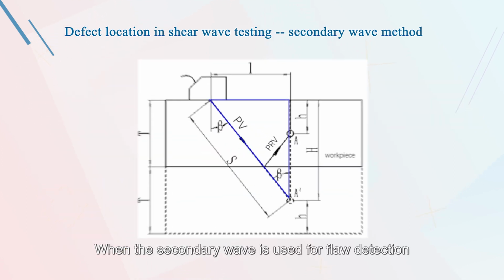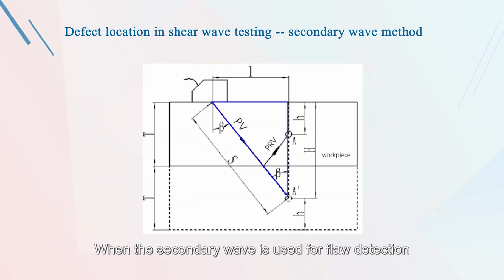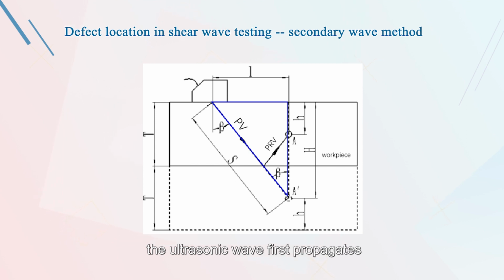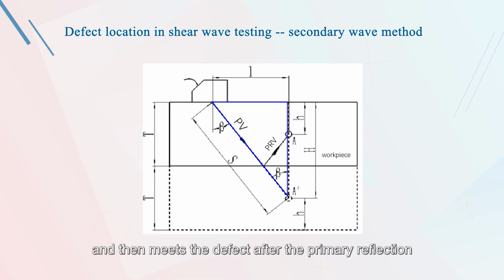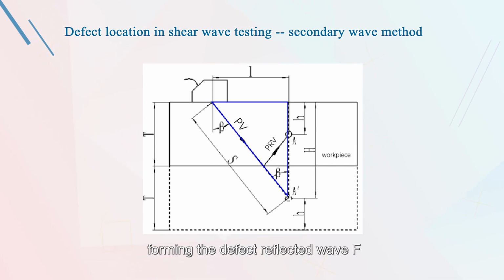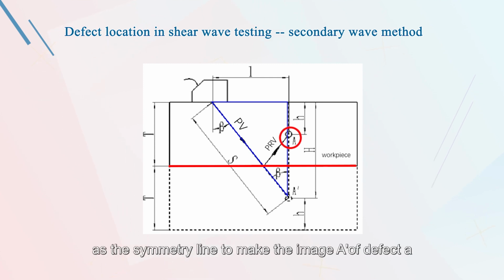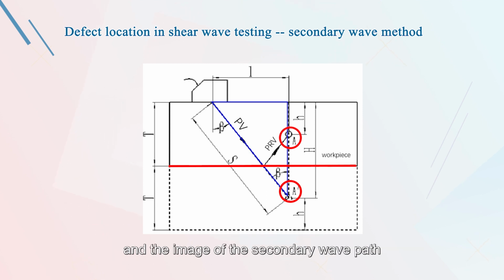When the secondary wave is used for flaw detection, the ultrasonic wave first propagates to the bottom surface of the workpiece, and then meets the defect after the primary reflection, forming the defect reflected wave F. At this time, we take the workpiece bottom as the symmetry line to make the image A' of defect A and the image of the secondary wave path.